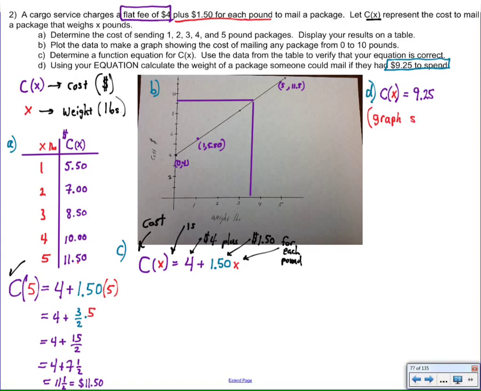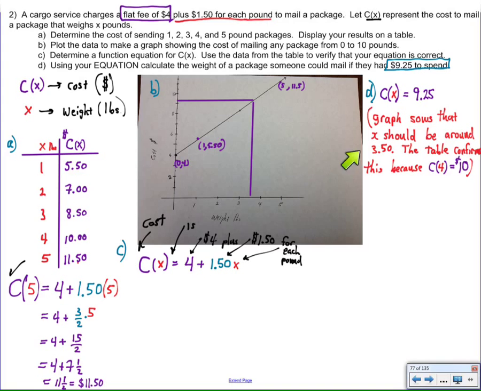Here's the money. We were given the fact that C of x is equal to $9.25. So what I did is I went to my graph and I found $9.25. I drew a line horizontally to the graph and shot it straight down. And my graph seems to indicate that a 3.50 pound package would cost $9.25 to send according to this scale. So my graph, which is pretty accurate, seems to reliably tell me that the solution to my equation is going to be 3.50. Now I could also look at the table and see that $9.25 is halfway between $10 and $8.50, so I'm thinking 3.50 again.